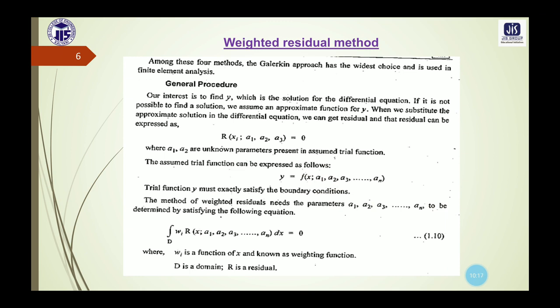Now, if it is not possible to find a solution, in that case we assume an approximate function for y. After that, we substitute the approximate solution in the differential equation, then we can get the residual, which is actually expressed as the function R(x, a1, a2, a3), and this is not equal to 0. So this is the expression of the residual that we will use in those weighted residual method numericals. Now in this expression, a1 and a2 are the unknown parameters which are present in the assumed trial function.